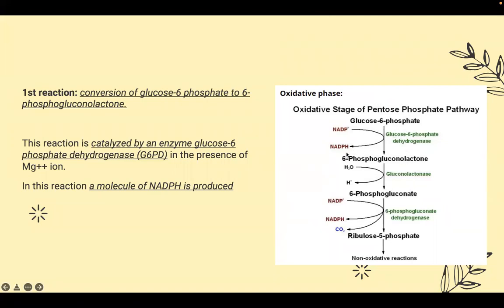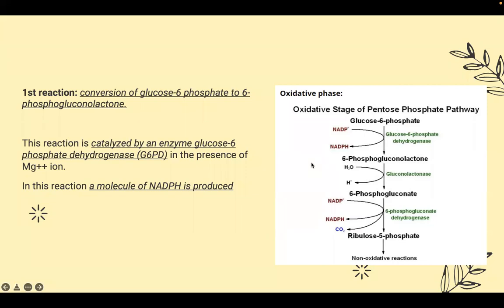Glucose to 6-phosphogluconolactone. And then this reaction is catalyzed by an enzyme. Anong tawag dun sa enzyme na yon? That is what we call the glucose 6-phosphate dehydrogenase or your G6PD. Naririnig na po ba si G6PD? In the presence of magnesium ion.